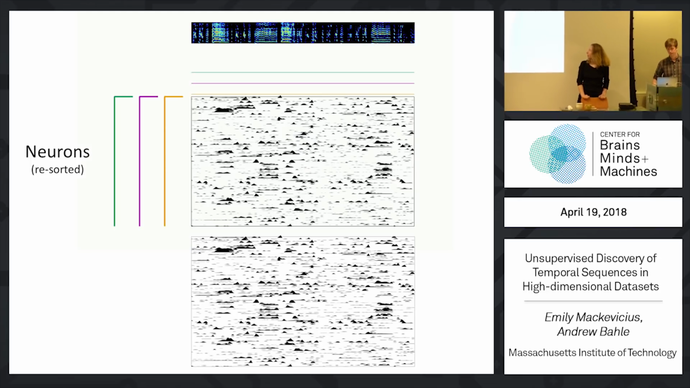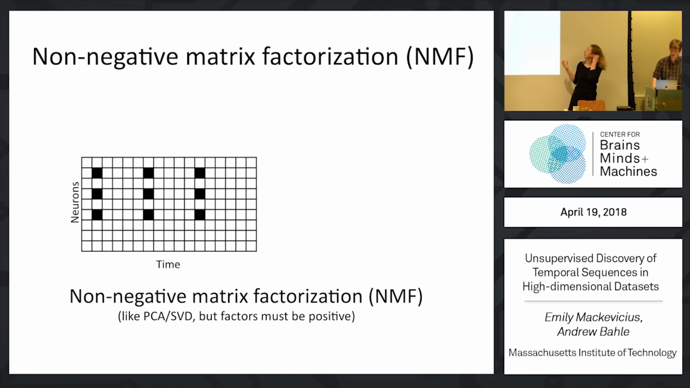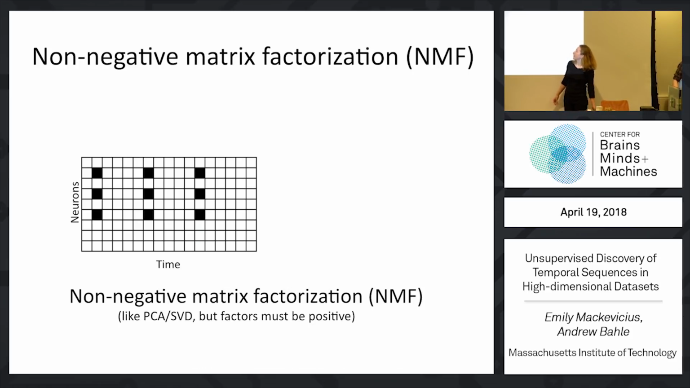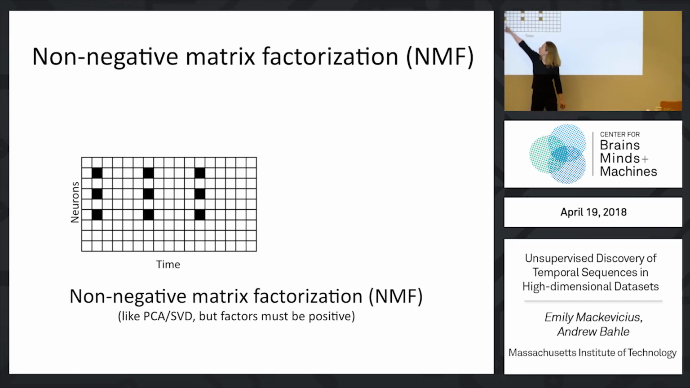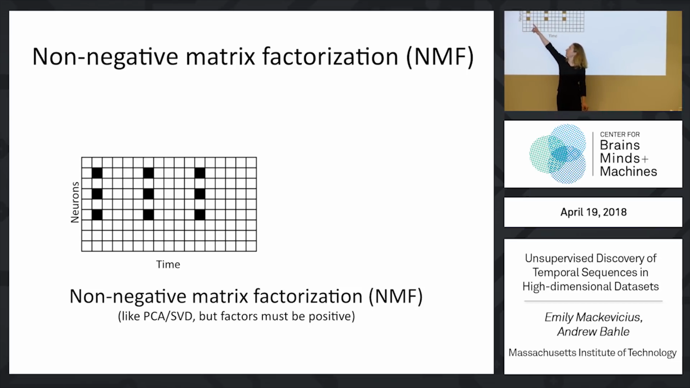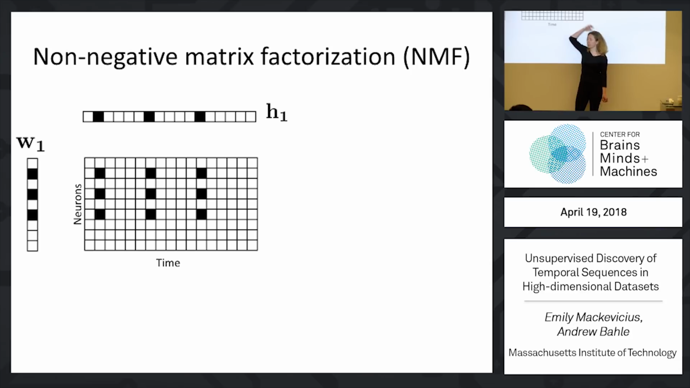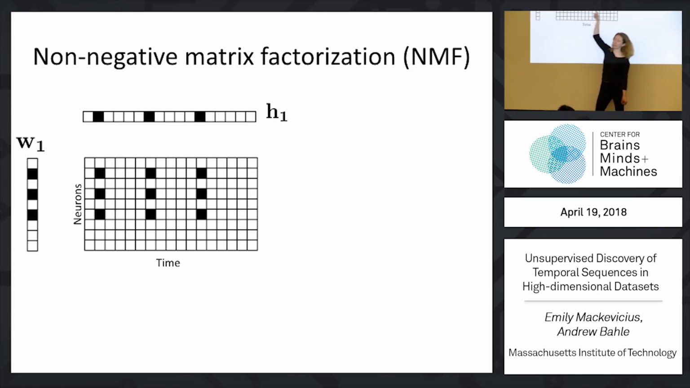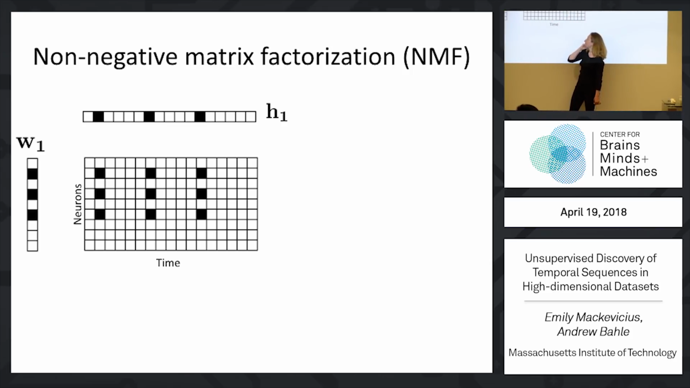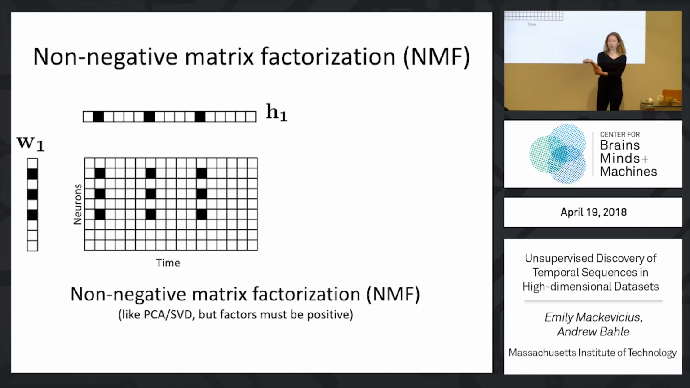Okay, so how does this work? First, I'm going to give a bit of a review of matrix factorization, so NMF and PCA. So let's say we have this data matrix, neurons by time, and our neurons fire in a synchronous ensemble. We might want to extract a pattern and also the times at which that pattern occurs. And we can use these, convolving them to reconstruct our data. So place this pattern at each of these points. And this is non-negative matrix factorization. It's a similar framework to PCA, but everything is required to be positive.